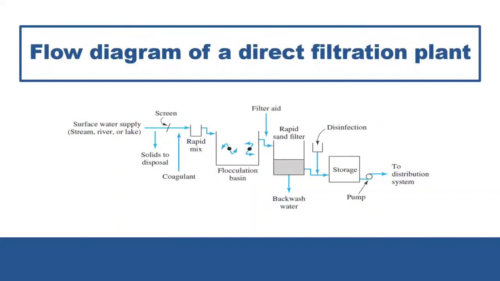Here is another flow diagram, of a direct filtration plant. From the surface water supply, the stream, river, or lake, the water will undergo screening, and then the addition of the coagulant, and then rapid mixing, the flocculation basin, rapid sand filter, disinfection, and then storage. The sedimentation process is omitted in this flow diagram.